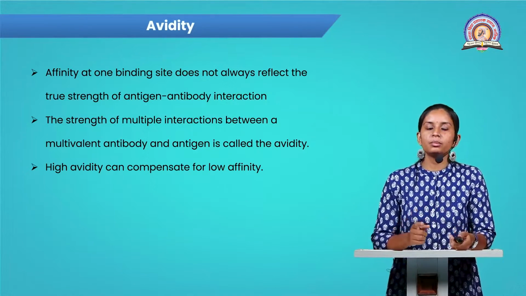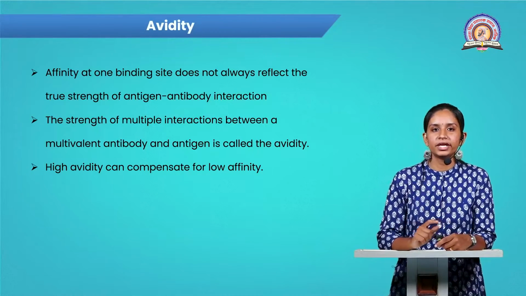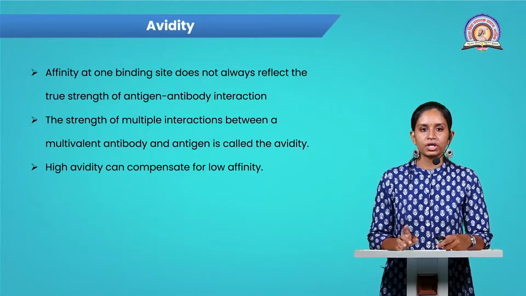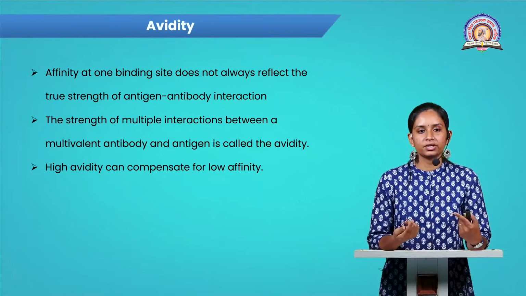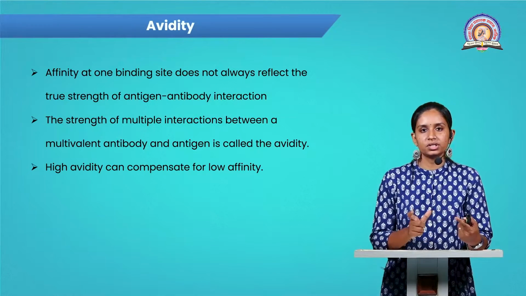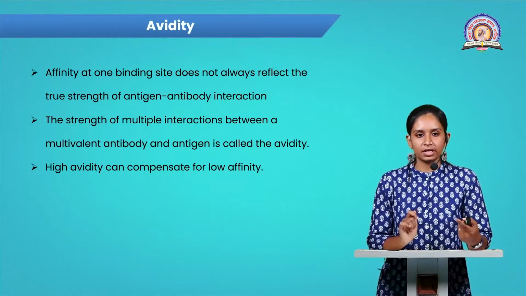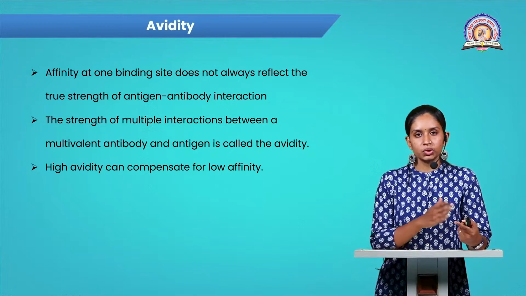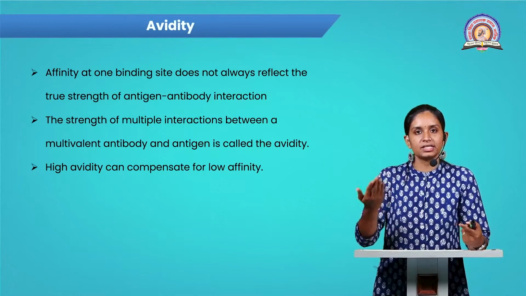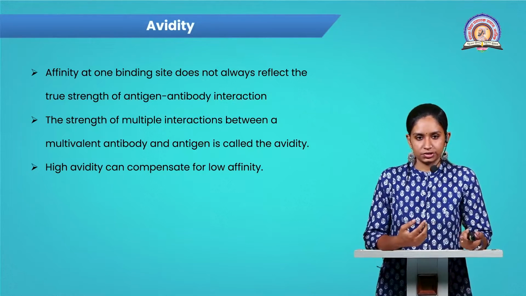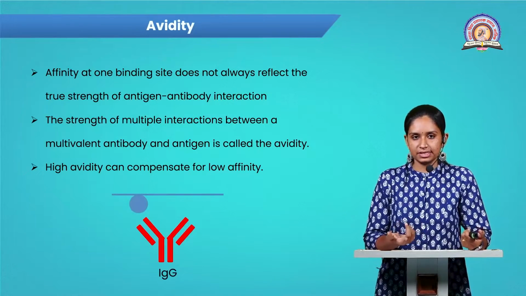So affinity at one binding site does not always reflect the true strength of antigen and antibody interaction. The strength of these multiple interactions between multivalent antibody and antigen is known as avidity. So if affinity is low, but due to multiple interactions avidity is increasing, then antibody can efficiently bind to the antigen. So we will see one example.